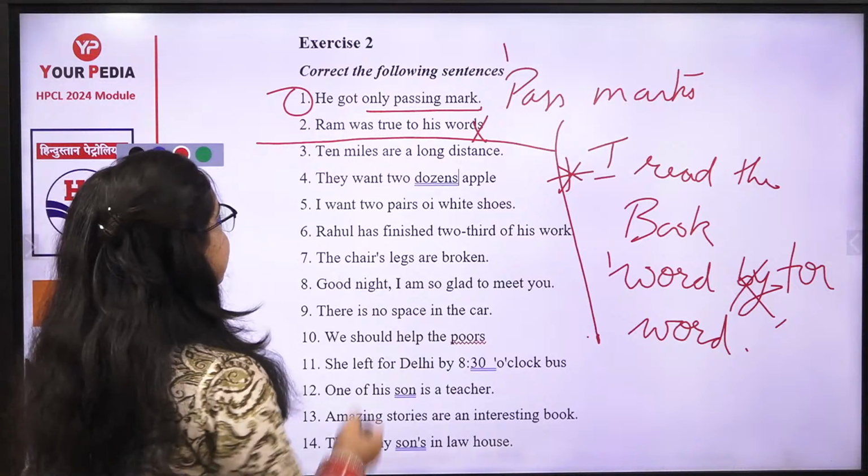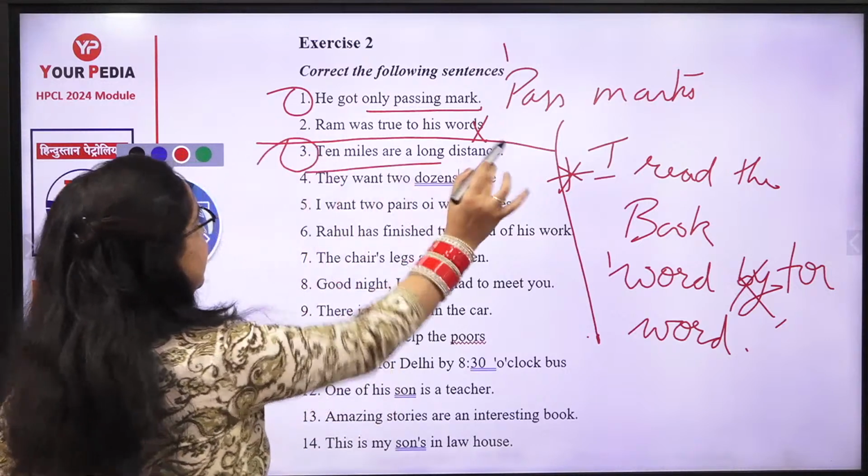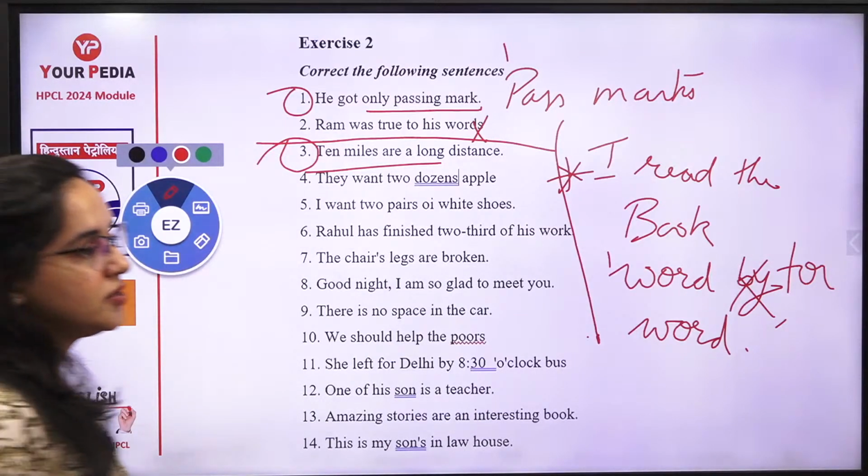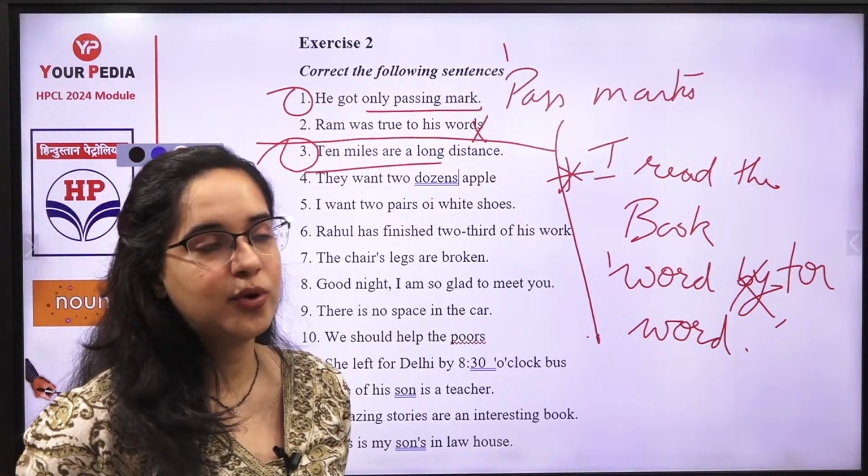Okay. Next, go this one. 10 miles are a long distance. Is it right or wrong? And if it is wrong, what is the difference or what is the mistake? 10 miles are a long distance. What is right or wrong?